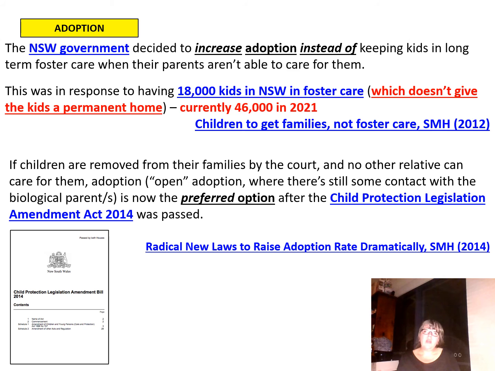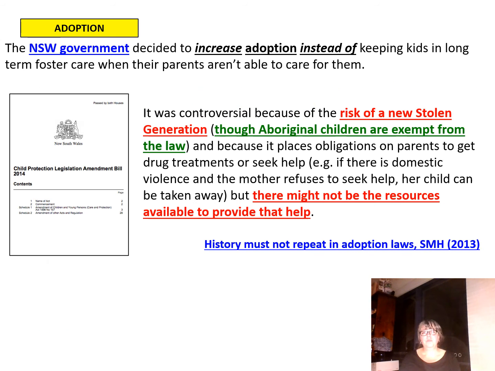Okay, so if children are removed from their families by the court and no other relative can care for them, adoption, open adoption, where there's still some contact with the biological parent or parents, is now the preferred option after the Child Protection Legislation Amendment Act of 2014 was passed. The controversial part of this is the risk of generating a new stolen generation. Though Aboriginal children are exempt from the law, yay, because stolen generation.